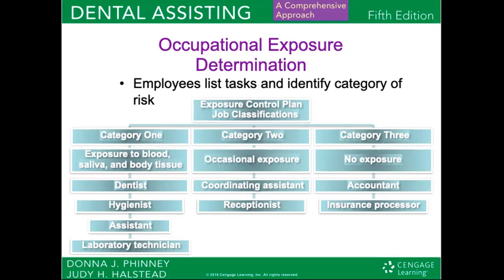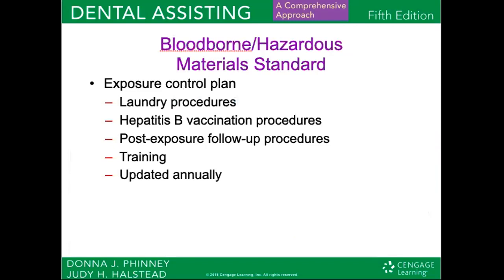These can be coordinating assistants or receptionists that may routinely go into the operatory for a period of time to discuss treatment options and benefits coordination. Category 3 are employees that have no exposure or no risk of exposure to any OPIM. These are accountants, insurance processors, or regional managers that may visit your office.